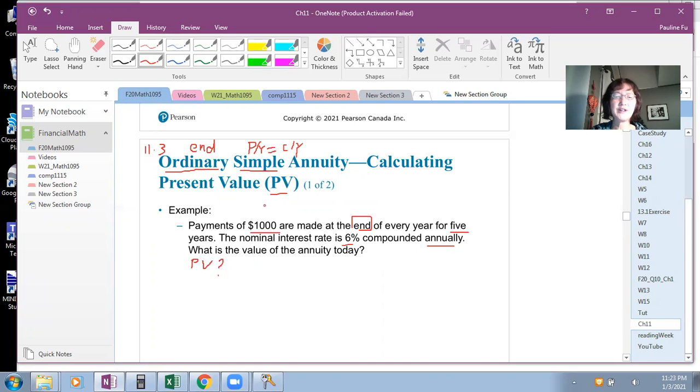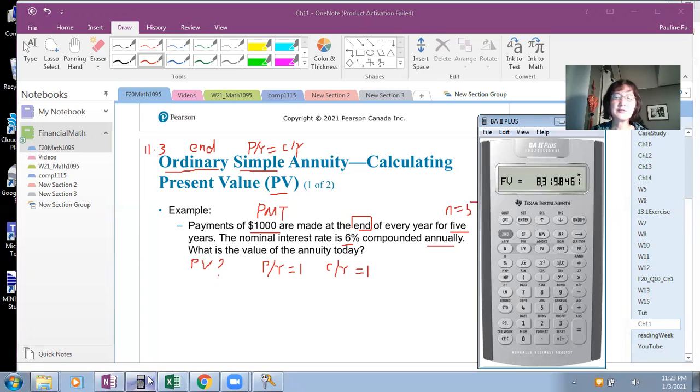The given number 1,000 is PMT. Term N is equal to 5 years. Interest rate I is equal to 6. And also we know the number of payments per year, PY, is 1. Interest is compounded annually, so CY is 1. And we are going to use 3 methods to solve for present value.